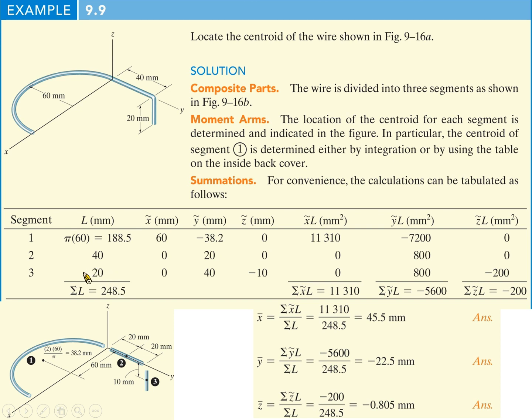Okay, then for segment 3, the length is 20, and the average y value is 40, which is here, and the average z value is negative 10, because calculated from the xy plane, it's downward, so it's negative 10. And then we use 20 times average y and average z. We can work out 800 here and negative 200 here. Okay, we know the overall length is this value, 248.5.